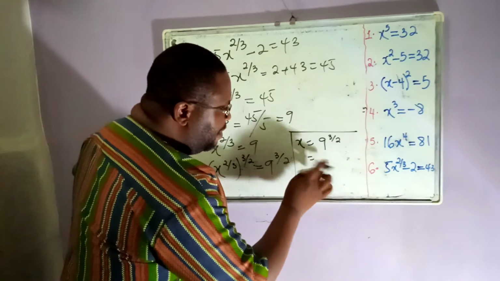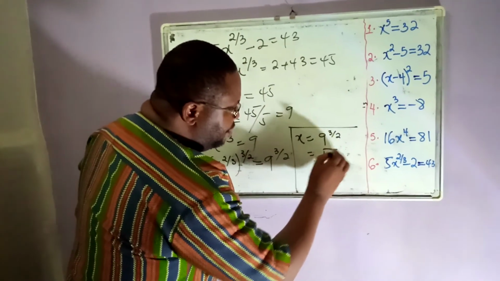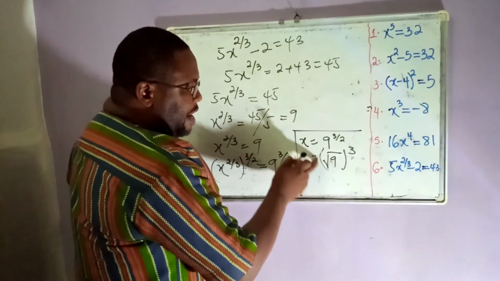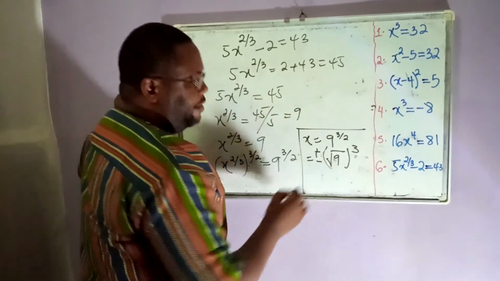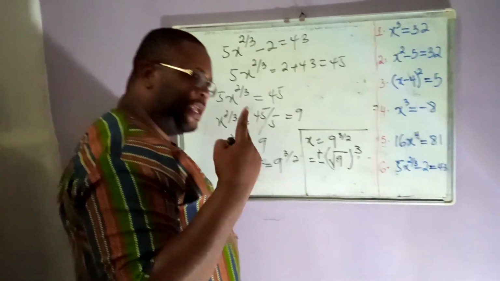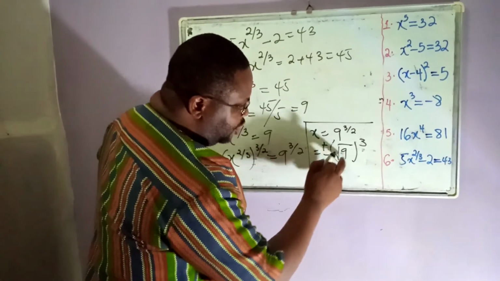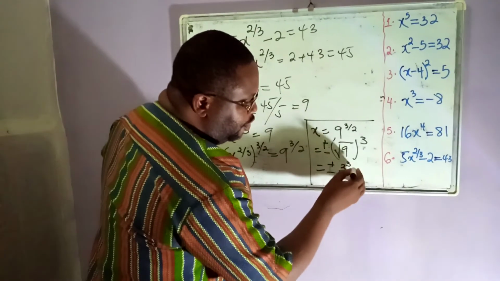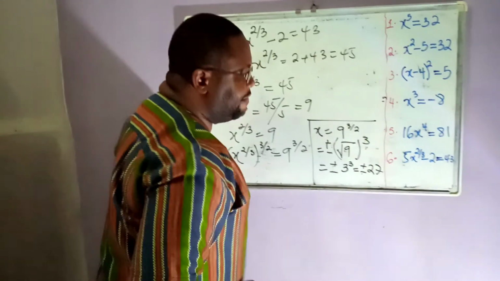This is simply going to give me, from indices, the square root of 9 all cubed. Now because I'm finding the square root, I have to put my plus and minus. Square root, the power is 2. And this simply becomes equal to plus or minus. Square root of 9 is 3. So I have 3 cubed. And 3 cubed is 27. So I have plus or minus 27 as the final solution.